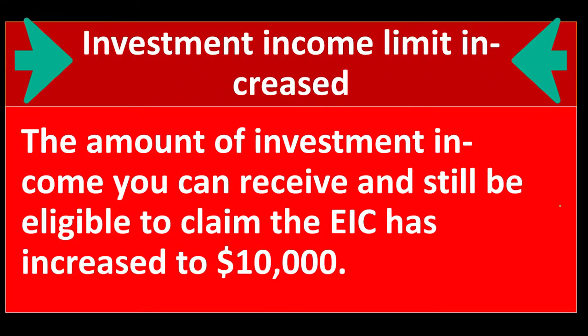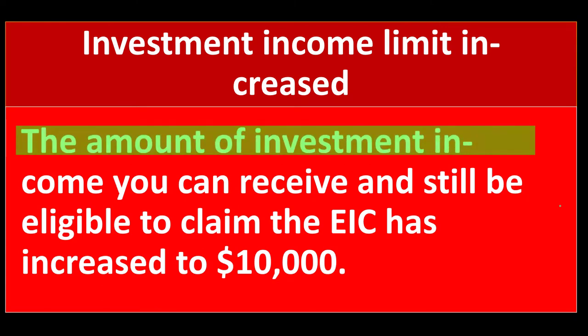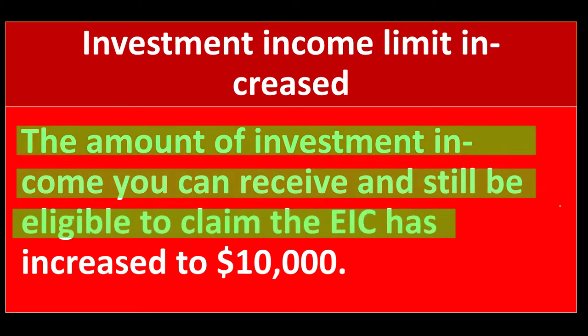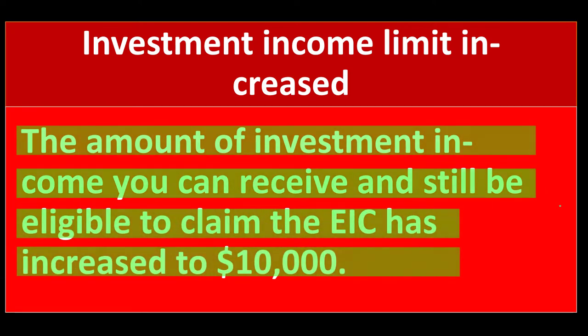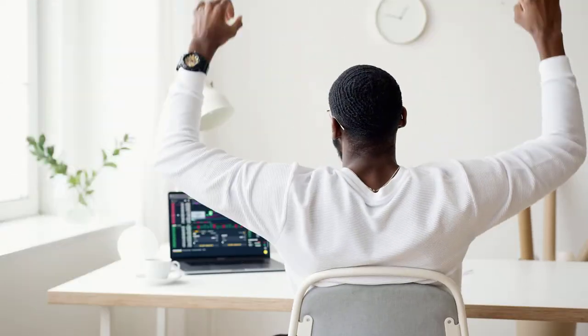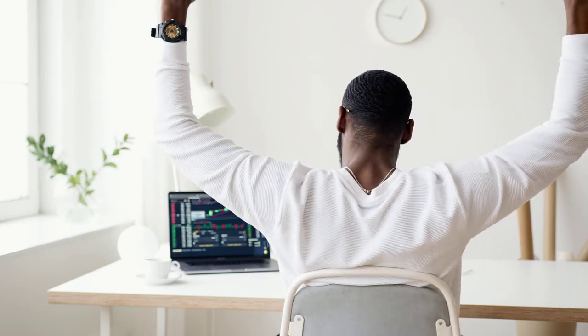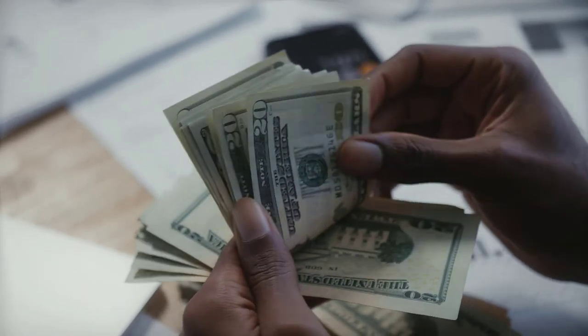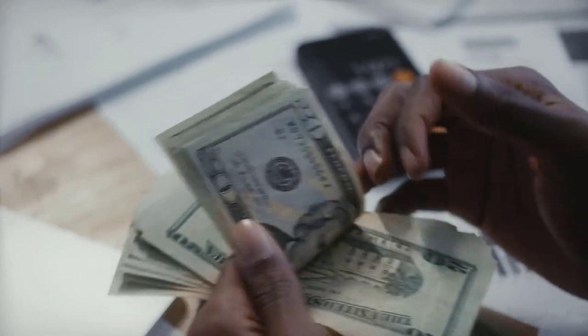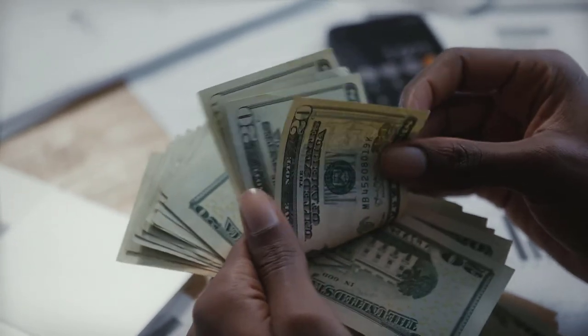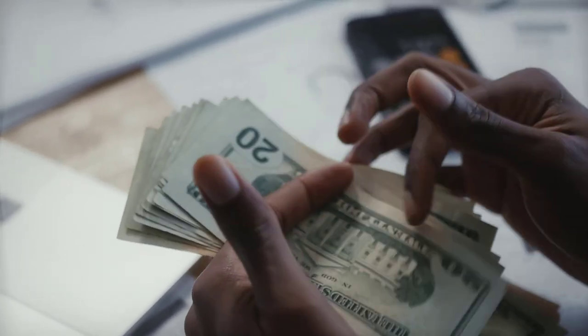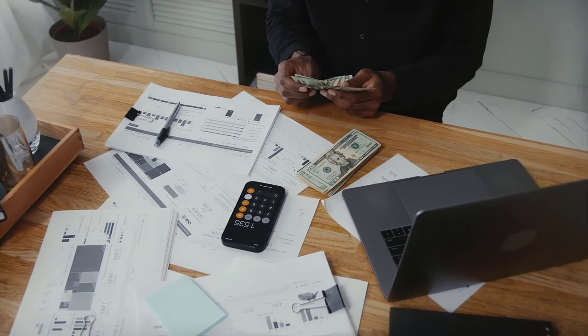Investment income limit increases. So we have an increase to the investment income limit. The amount of investment income you can receive and still be eligible to claim the EIC, earned income credit, has increased to $10,000. Now, investment income, you would think, would be things like dividends and interest. So you would think that you'd have a significant amount of investments if you've got $10,000 of investment income. As your investment income goes up, you would think that you have the money to support yourself, even if your actual earned income is low. And given that this credit is designed to help people whose incomes are low, this limit should stop people from taking the credit if they don't need it because they have sufficient income.